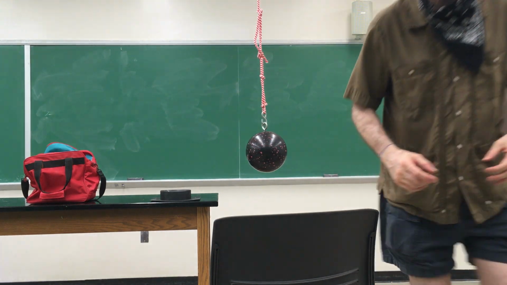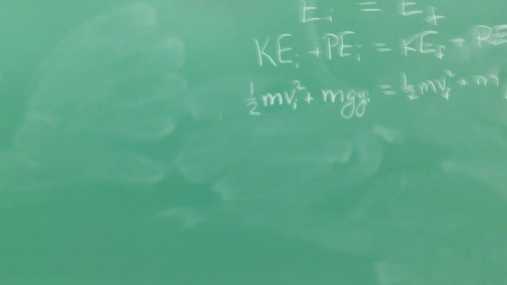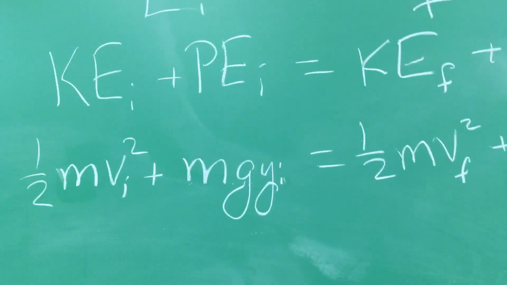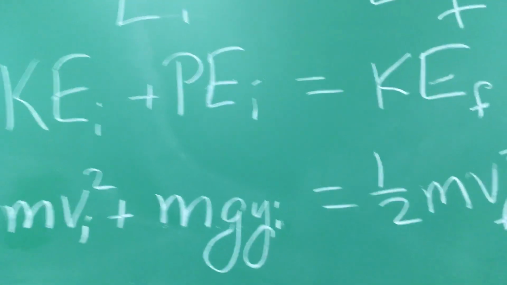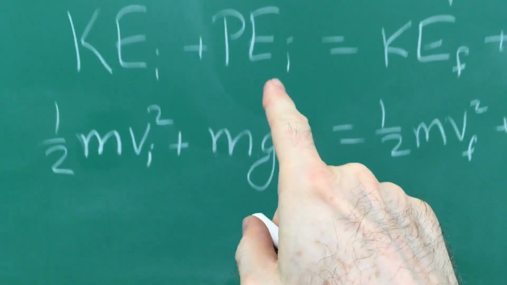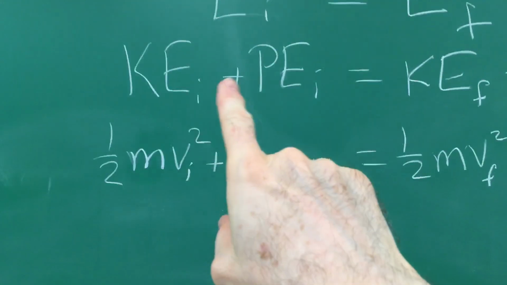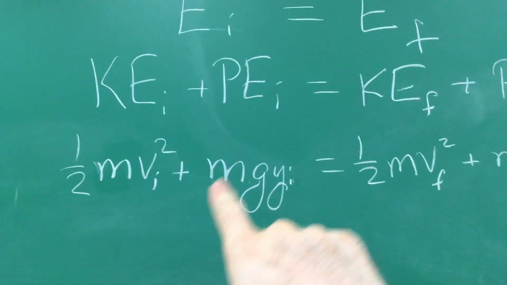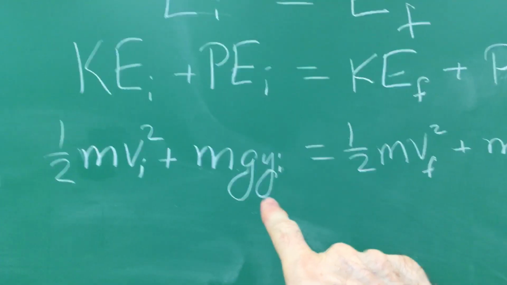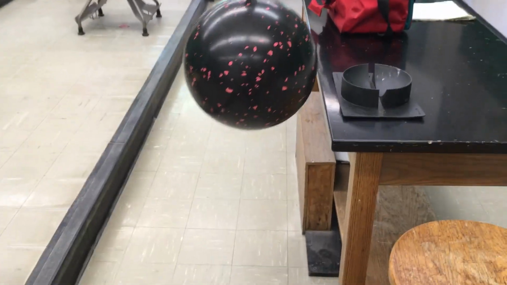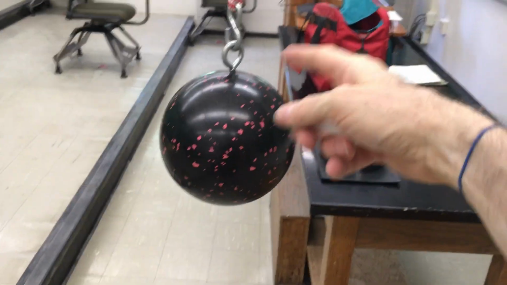The reason that works is conservation of mechanical energy. Here we have the initial energy is equal to the final energy, and we can write the mechanical energy in terms of kinetic and potential. Here are the initial values, here are the final values. Now kinetic energy is just 1/2 mv squared. Potential energy is mgy, where y is the height of the bowling ball from the ground. It's not the distance horizontally, it's the vertical distance.